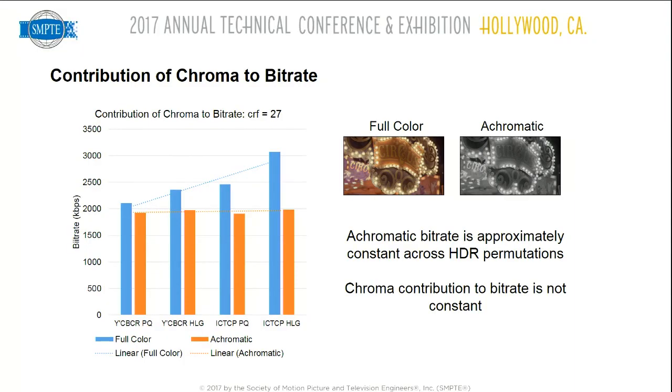If, however, you're looking at chroma, the story is different. Here I'm showing a snapshot, or a slice, of the information I showed before, where I showed that there were 2 different curves having different bitrates for the same CRF values for the different permutations, and they were based upon chroma. Here I'm just showing it for a particular CRF value, a CRF value of 27. And what you should notice is that on the orange columns on the left-hand side, each of those is one of the 4 permutations, and the orange column is the achromatic value. So those are all basically the same. But the chroma component is more and more. So the contribution of chroma to the total bitrate is dependent upon the HDR permutation.